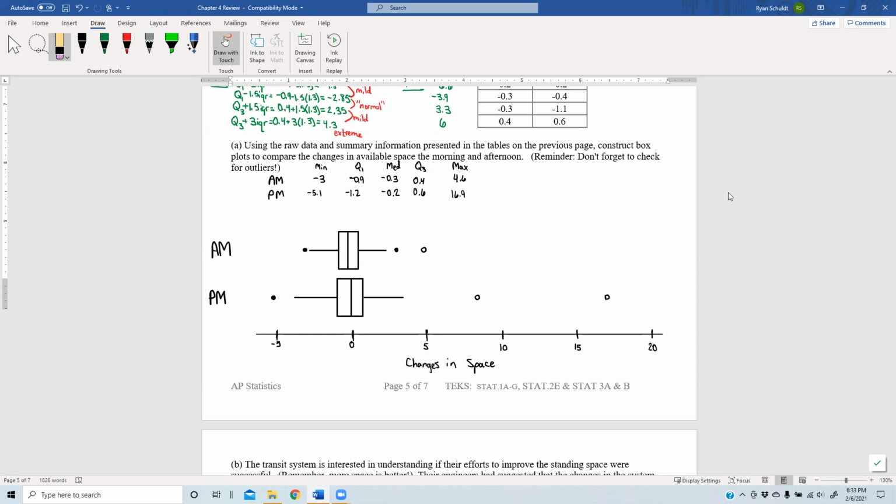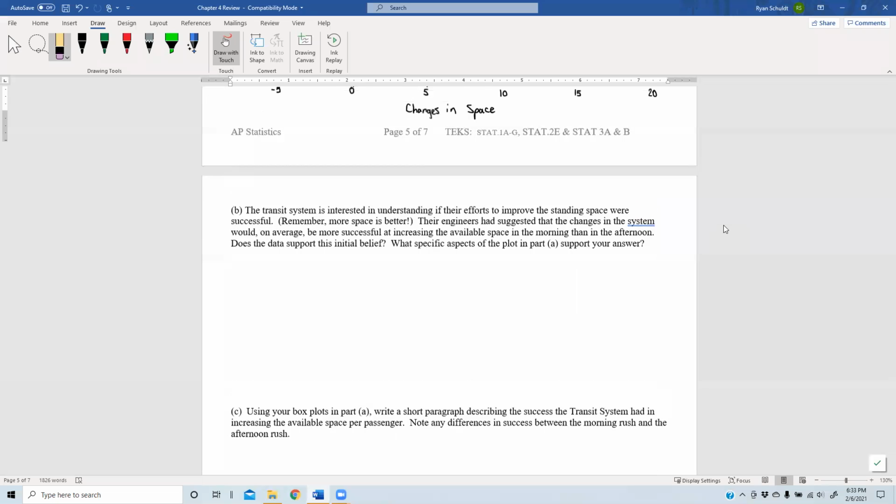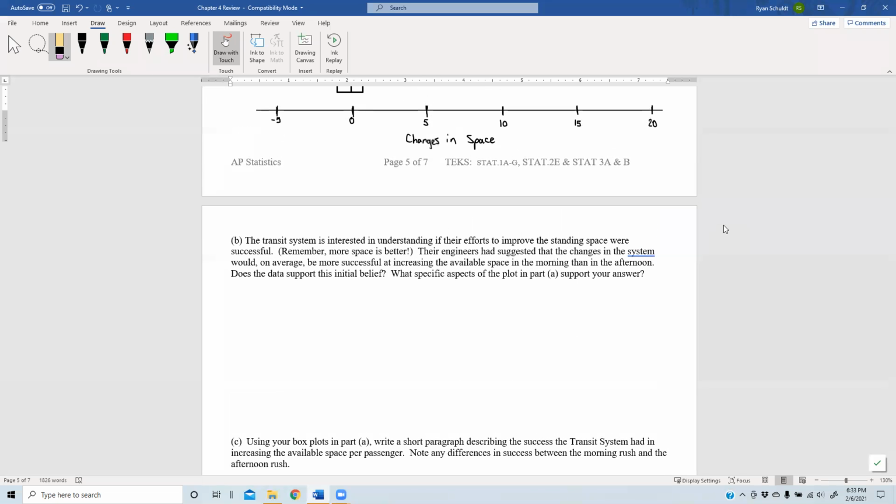Okay, part B. It says the transit system is interested in understanding if their efforts to improve the standing space were successful. Remember, more space is better. Their engineers have suggested that the changes in the system would, on average, be more successful at increasing the available space in the morning than in the afternoon. Does this data support this initial belief? What specific features of the plot in part A support your answer?